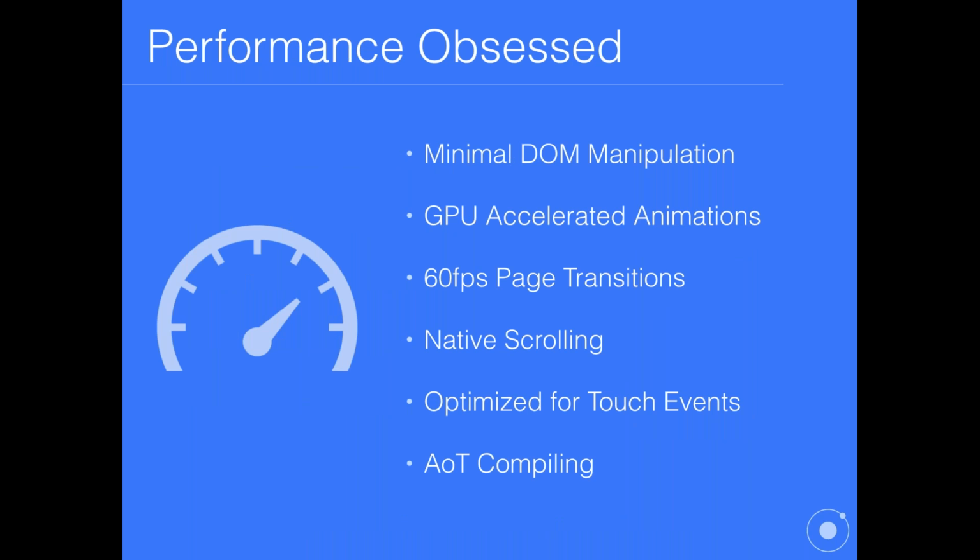So all this is really awesome, but the most important thing is that it performs. At Ionic, we are truly performance obsessed when it comes to building the framework and ensuring that it not only looks like native, but performs like native. So this means that Ionic does very minimal DOM manipulation. All of the animations that you see across the various elements are GPU accelerated. Page transitions, 60 frames per second. Native scrolling, so you have zippy, very smooth scrolling in your app, and everything is optimized for standard touch events: tap, swipe, pinch, everything that you're used to seeing on mobile.